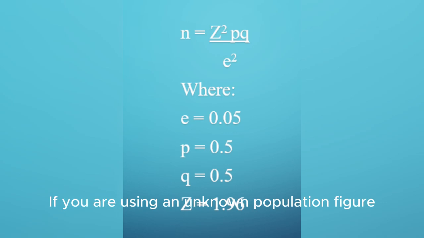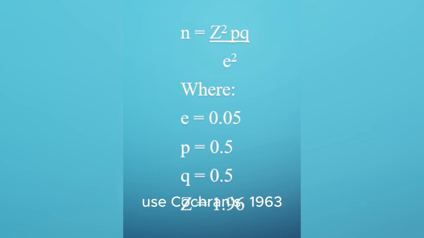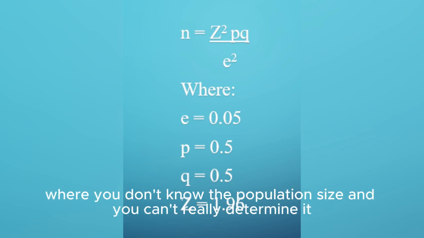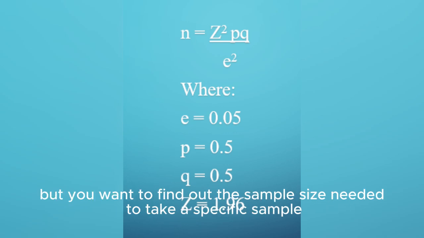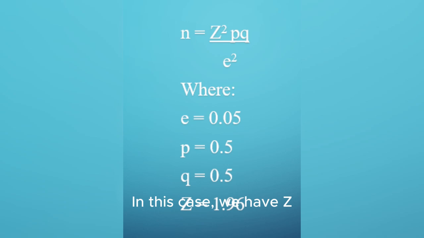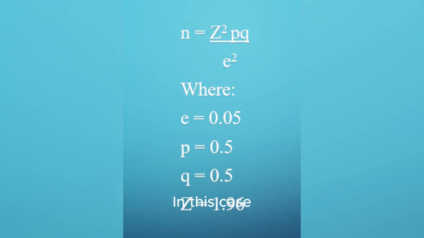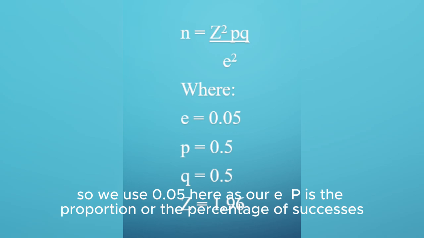If you are using an unknown population figure, use Cochran's 1963 formula, which is n equals z squared, p times q, all over e squared. What do we use this formula for? This is used when you are dealing with a situation where you don't know the population size and you can't really determine it, but you want to find out the sample size needed to take a specific sample. In this case, we have z, which is 1.96. Also e, which is the margin of error or the level of precision that you want to achieve. In this case, we want to be 95% confident, so we use 0.05 here as our e.